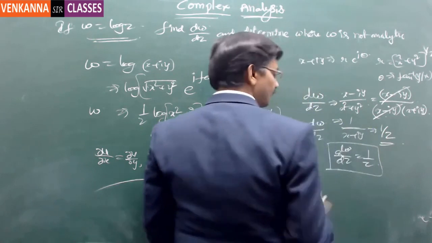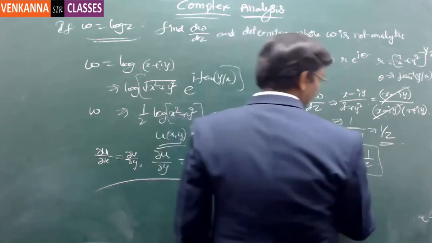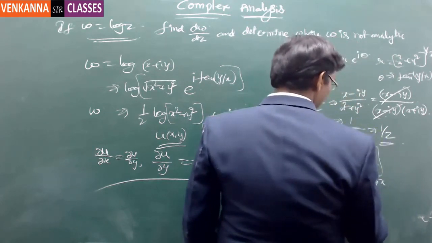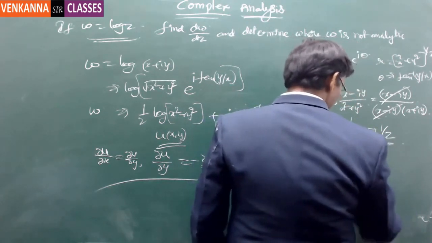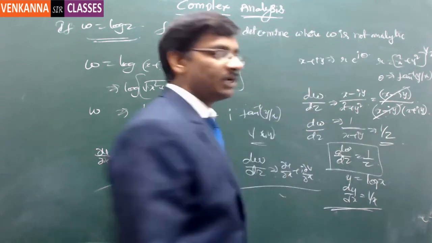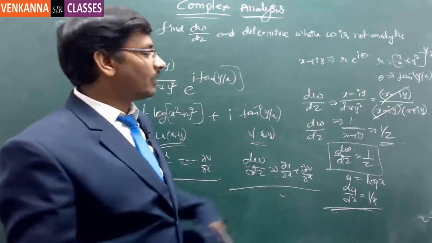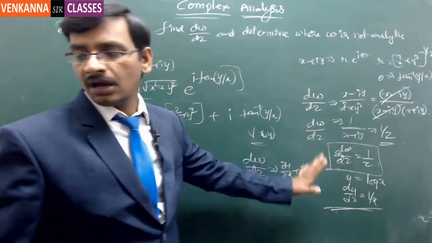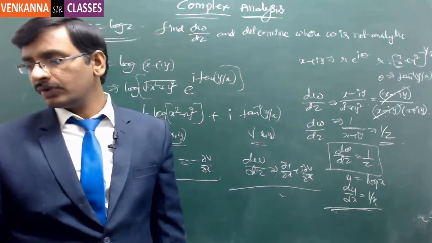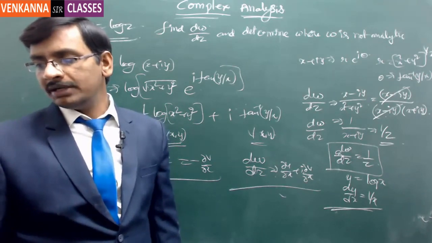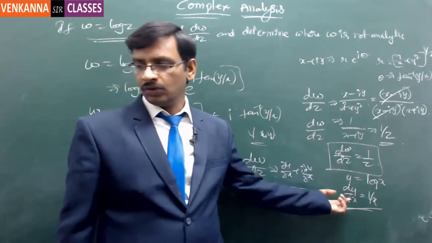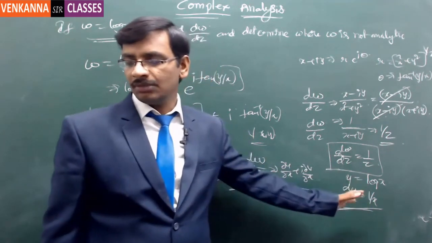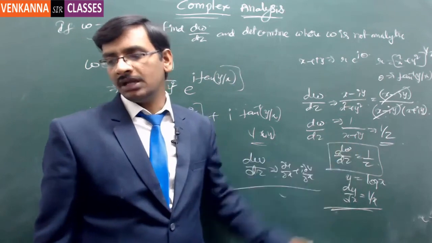Now, in a real function, let y is equal to log x, then dy by dx is equal to 1 by x, correct or not? So for any analytic function, provided you know that the function is analytic, you can do the derivative as if it is a normal derivative. dw by dz is equal to 1 by z, because we know for the function y is equal to log x, the derivative dy by dx is equal to 1 by x. So in exactly the same manner, we have done the derivative here.